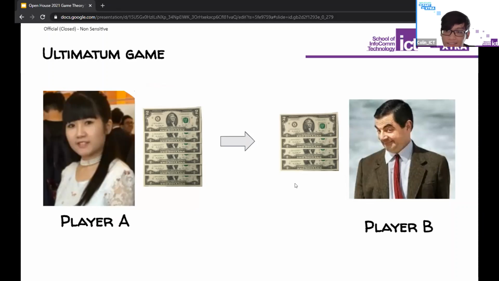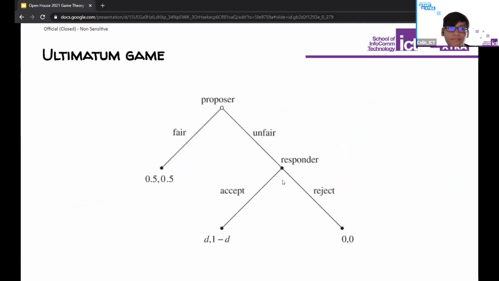The condition is this: player B has to accept the amount that player A gives. If they accept, both will get the amount of money that they agreed on. However, if player B rejects this amount, both will get nothing. So both will get $0.